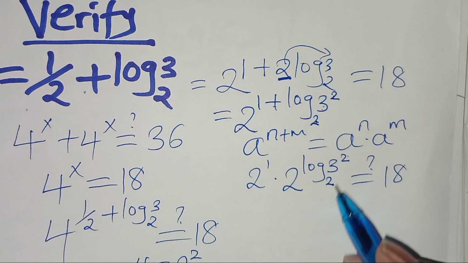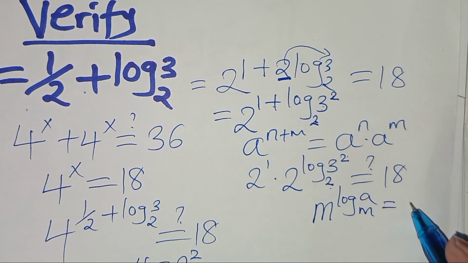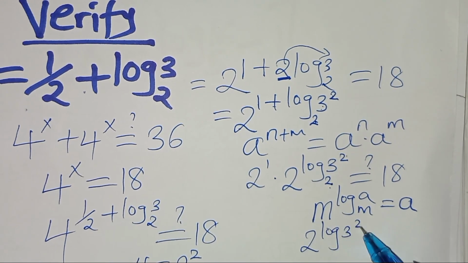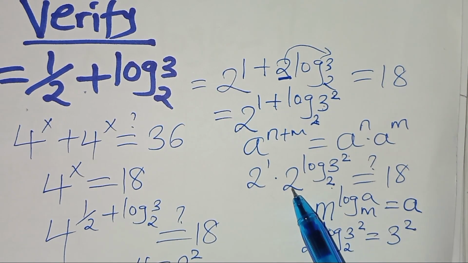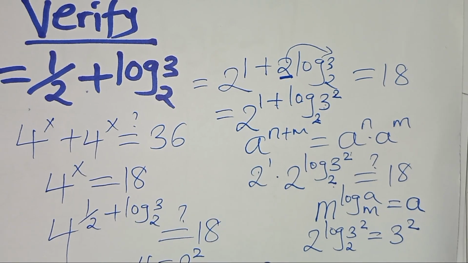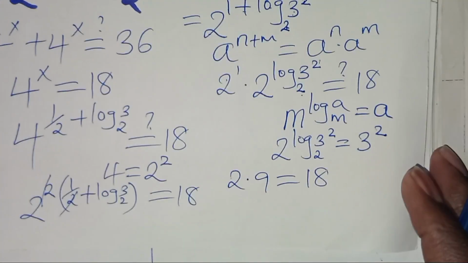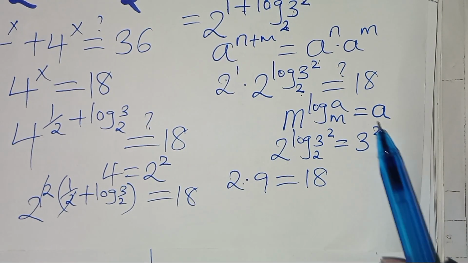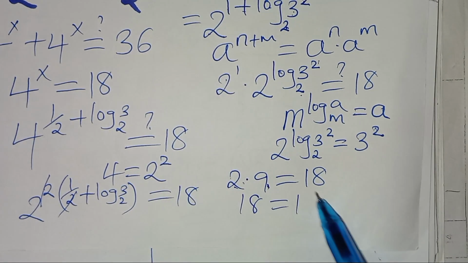Now, 2 to power log 3 squared to base 2, this is actually in the form of m to power log a to base m, which is essentially equal to a. And that means that 2 to power log 3 squared to base 2, this is equal to 3 squared. So let's substitute where we have 2 to power log 3 squared to base 2 with 3 squared. So we have 2 times 3 squared, which is 9. This is equal to 18. So 2 times 9, this is equal to 18.